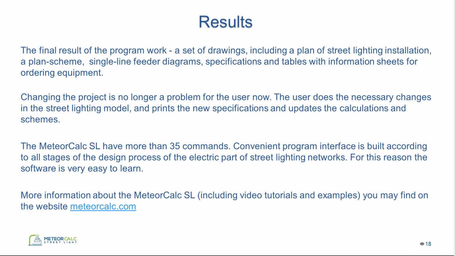The final result of the program work is a set of drawings, including a plan of street lighting installation, a plan scheme, single-line feeder diagrams, specifications and tables with information sheets for ordering equipment. If you need to change your project, it's no longer a problem. You change the street lighting model and then print new specifications and update, if it is necessary, electrotechnical calculations and schemes.